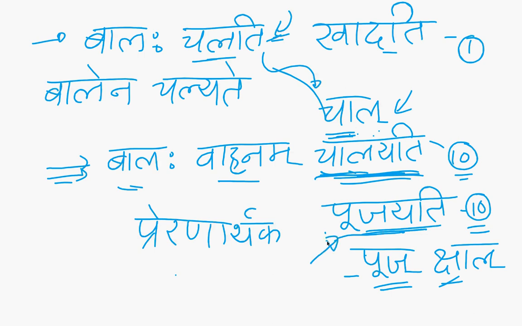Whereas these, pujayati, kshalayati, suchayati, chintayati, are not derived, these are not preranarthaka dhatu. They originally belong to that churadigana. They are not imported from some other dhatu. They are there previously only. If they are coming from some other dhatu and then becoming churadigana, then they are preranarthaka dhatu, like this chalayati. So every dhatu, every action has also its counterpart, and that is its preranarthaka form, the derived form.